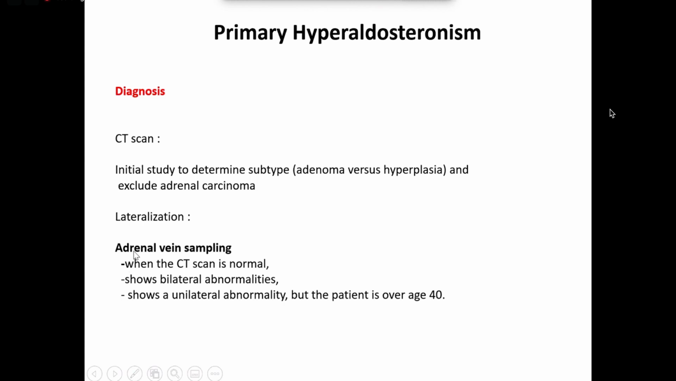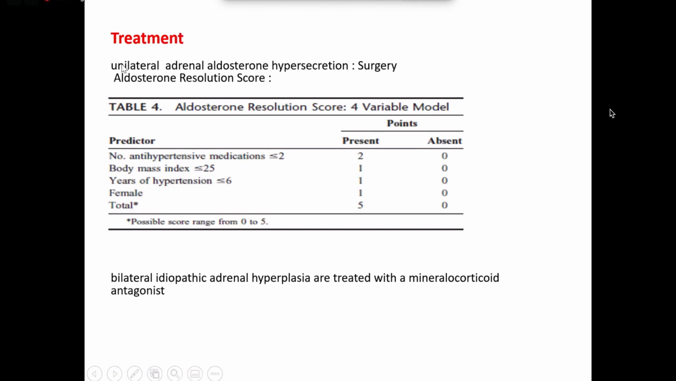So they do the adrenal vein sampling when the CT scan is normal, or if there is bilateral abnormalities or nodules, or if there is a unilateral abnormality, but the patient is over 40. So the treatment for unilateral adrenal aldosterone adenoma is surgery. And for bilateral adrenal hyperplasia or bilateral nodule, we refer patient to endocrinologist for medical treatment.